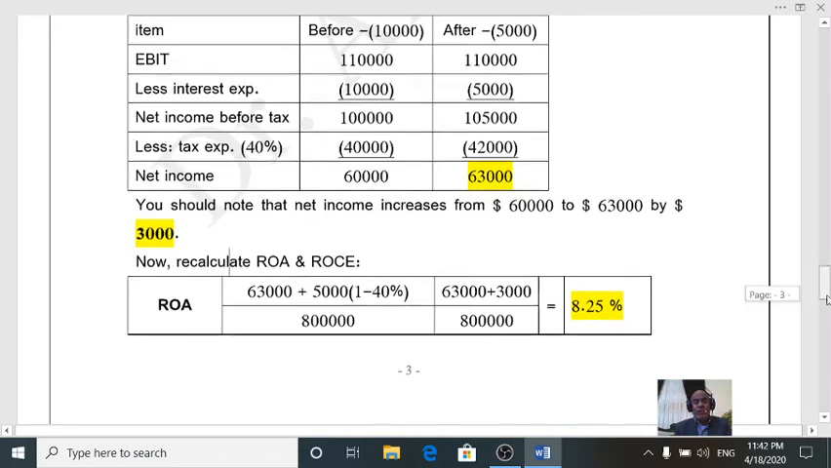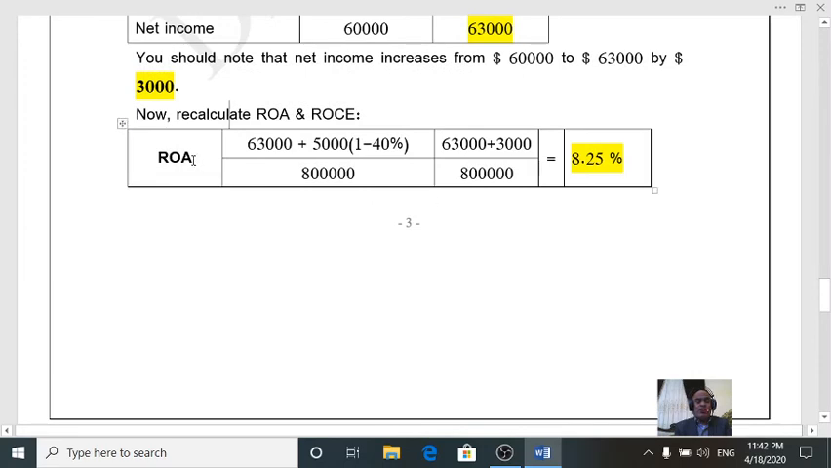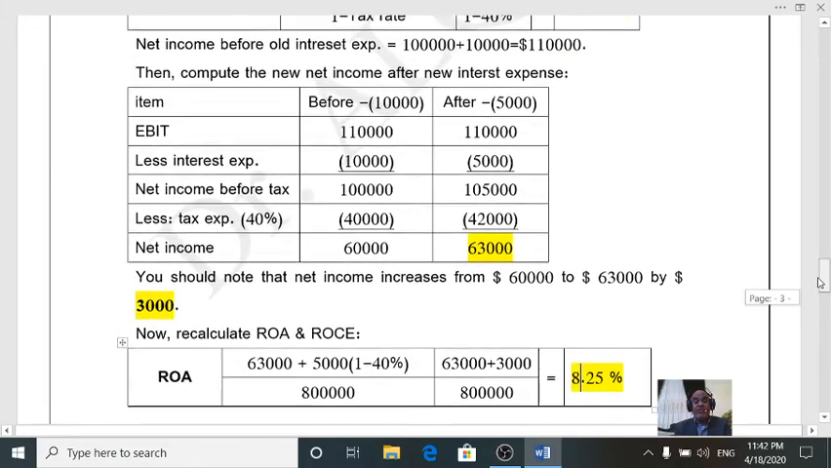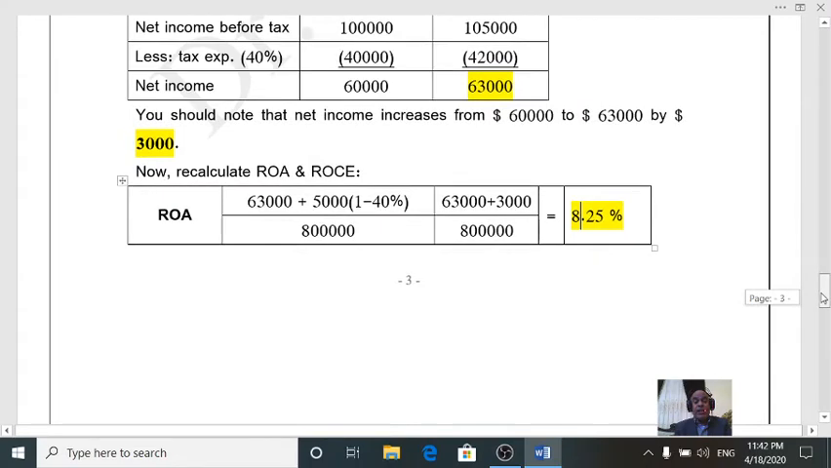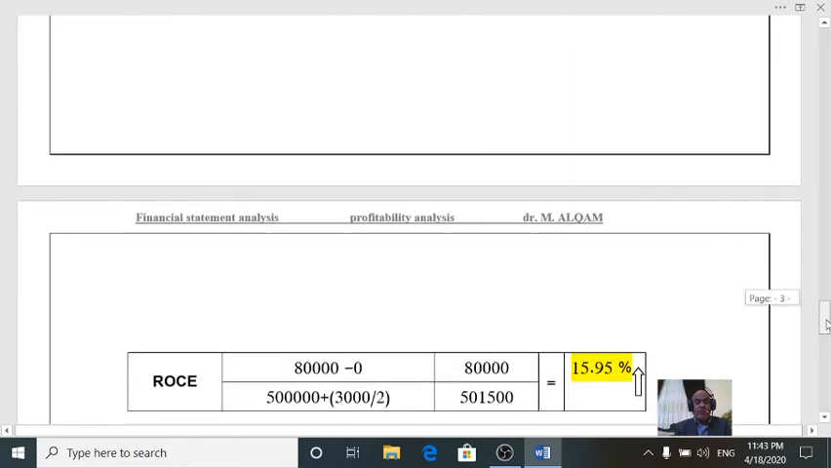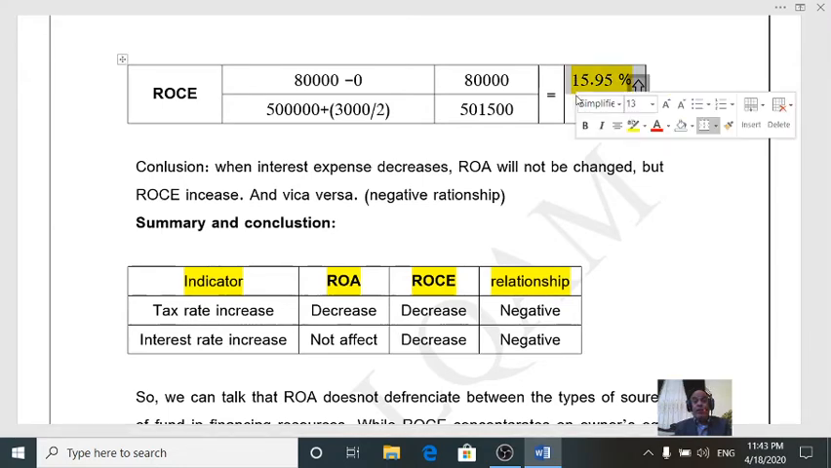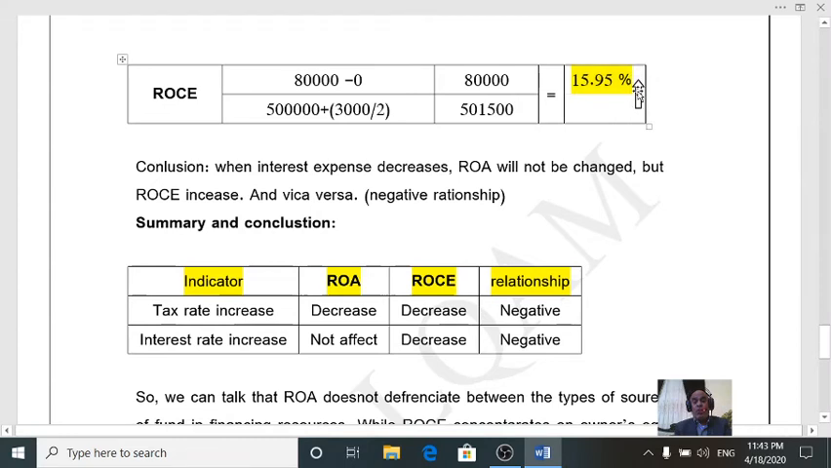Now again, you can easily calculate return on common equity and return on assets. Return on assets here will be 8.25%. So there is no effect on return on assets when the interest expense decreases. But when we compute return on common equity, we will have a new number, 15.95%. Also, we see that return on common equity increases.